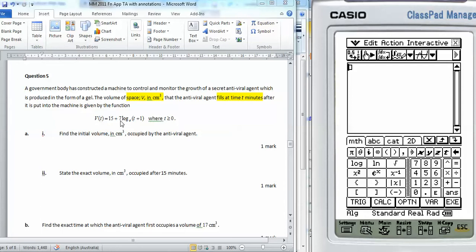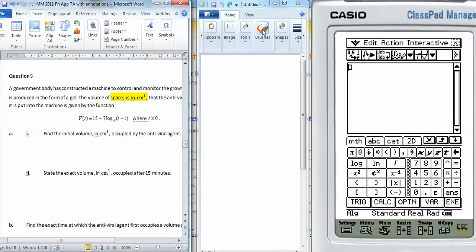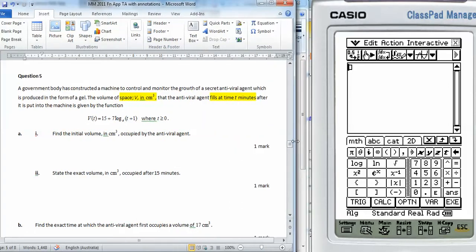Okay, so this is a logarithmic curve. If I was to have a little think about what it looks like, it has an asymptote at -1 and it's been moved up, so I imagine it's been moved up 15. It looks something like that, but t has to be greater than or equal to 0. So it has a value there, and then it gets bigger and bigger. Okay. Find the initial volume.